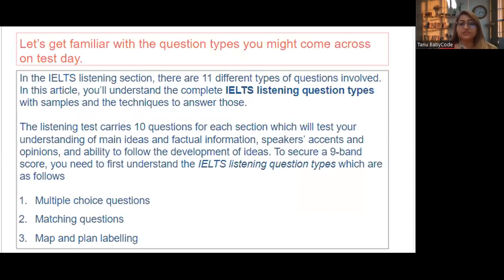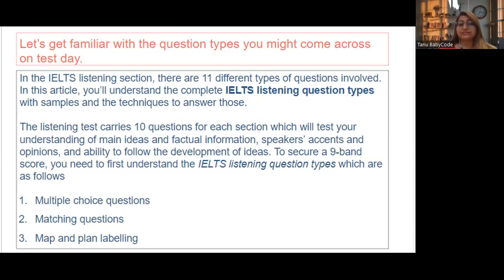Whenever you start preparing for any module, you need to get well versed with the structure. What is the pattern of the exam? What is the pattern of the question paper? How many questions will you get? What are the different types of question you will get? What are the strategies for each type of question? So today we will understand the complete listening question types with samples, and later on we will discuss the techniques and strategies in the upcoming session.